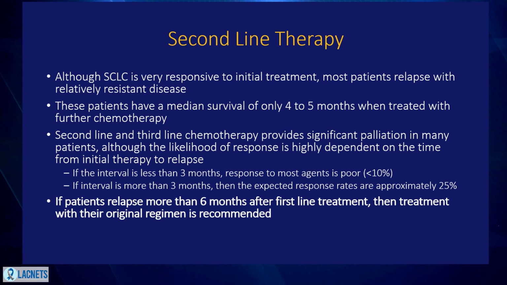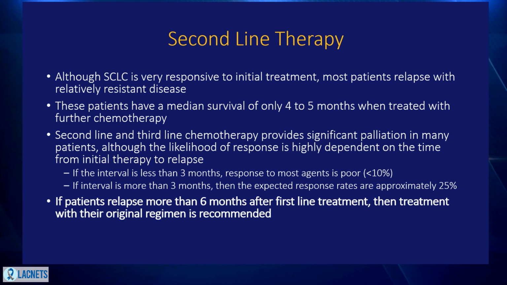What do we do about second line therapies? These patients may benefit for 6 months, 7 months, 8 months with the frontline chemo or immunotherapy, but we know the majority of patients would eventually progress. And when they progress, this cancer becomes extremely difficult to treat. The response rates for subsequent treatment usually are less than 10%.